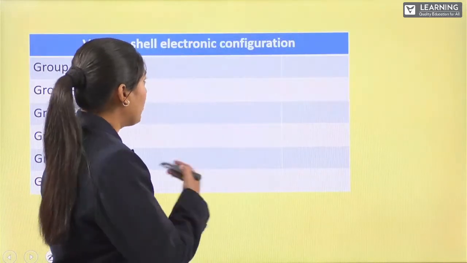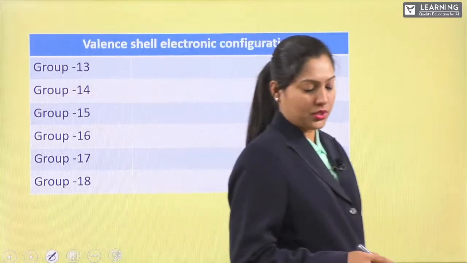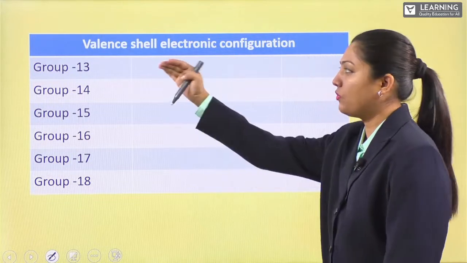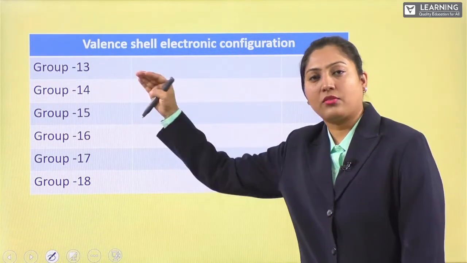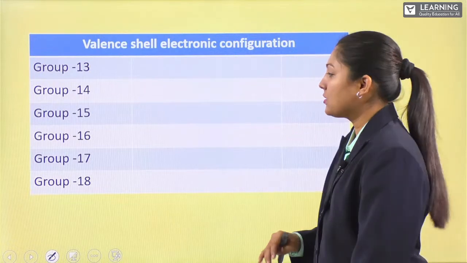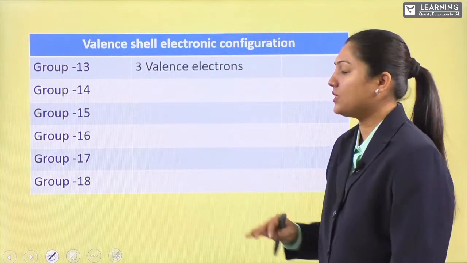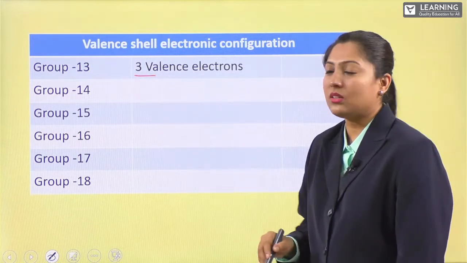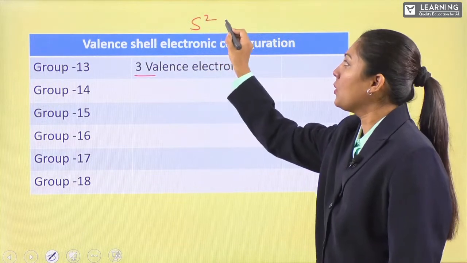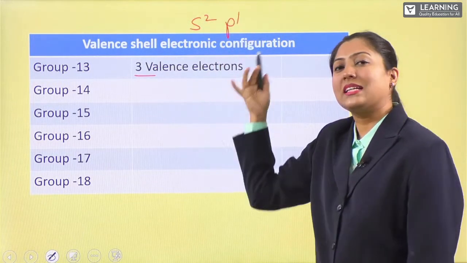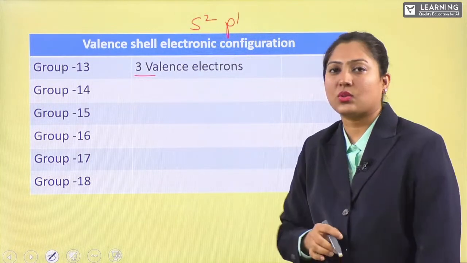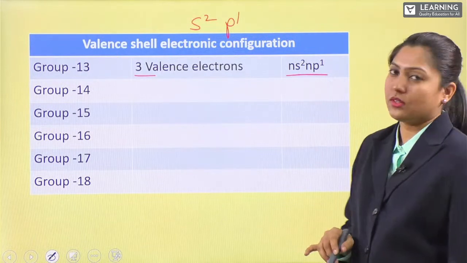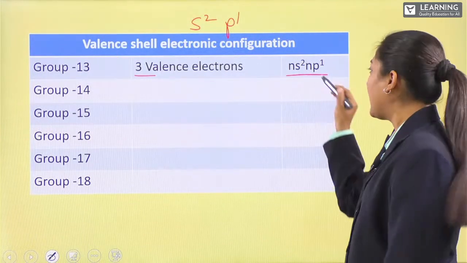Next point is the electronic configuration. Which electronic configuration? The valence shell electronic configuration of all the different groups from 13 to 18 here. So we can see the first one, group 13 elements. It will have 3 electrons. Why will it have 3 electrons? Because the s orbital will have 2, p will have 1. 2 plus 1 is 3. So we have 3 valence electrons in group 13 elements, and its electronic configuration will be ns2 np1.